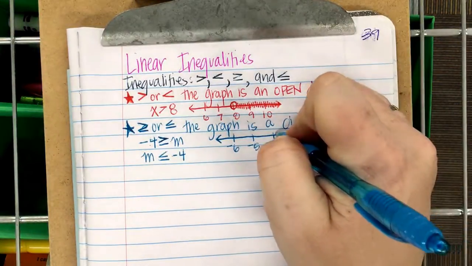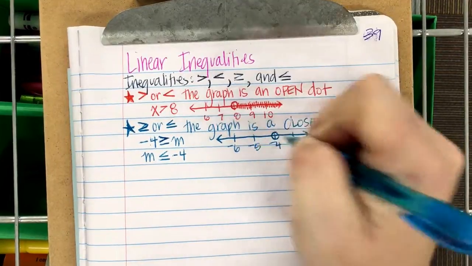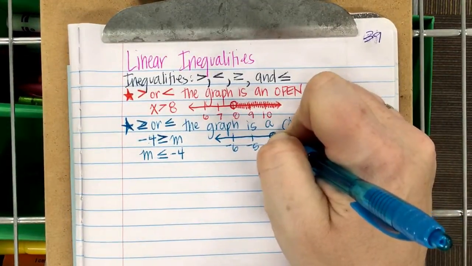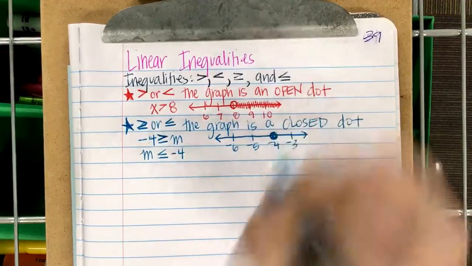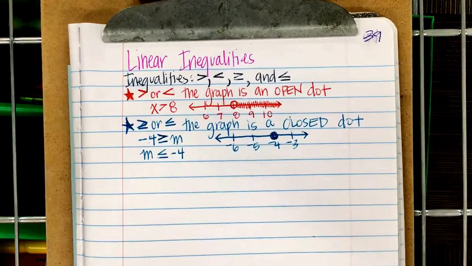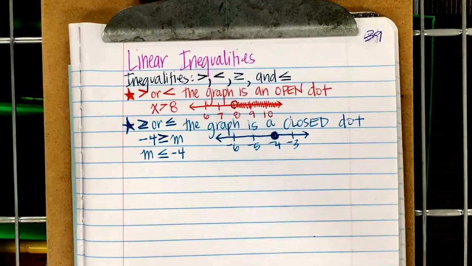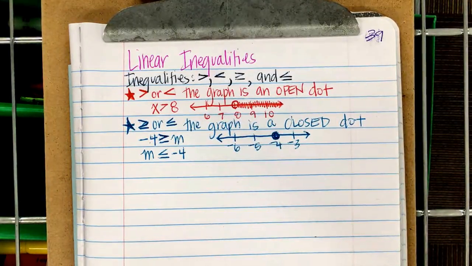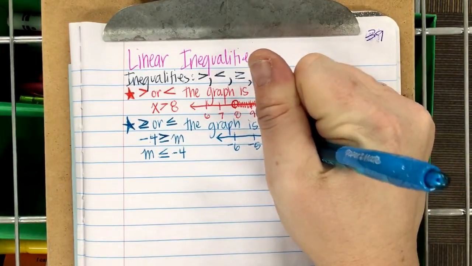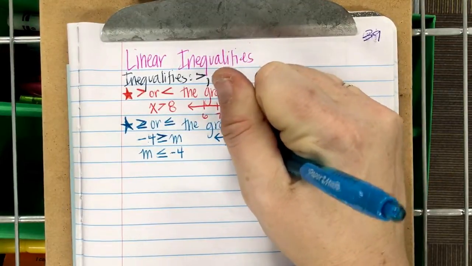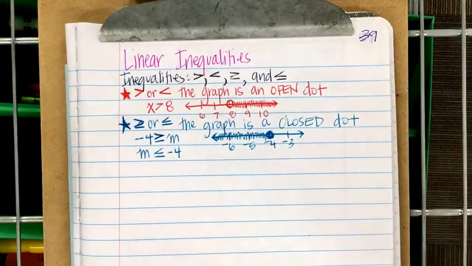So I'm going to draw a circle at -4 because that's my value that I'm working with, and I'm going to color it in because I could have -4 as an answer. I'm shading in possible answers. And is m greater? Is it going to go up to the right? Or is m less than? Is it going to go down to the left? Is m greater or is m less than? M's less. So I'm going to go down.